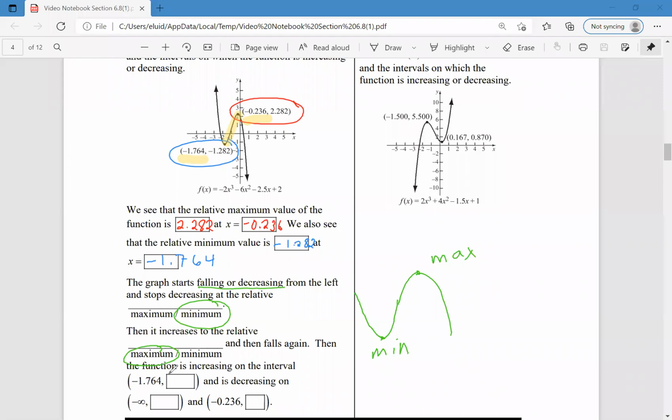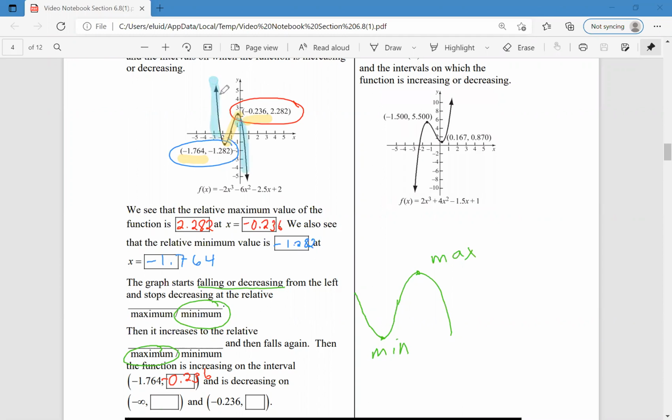Okay, so let's fill that in. The first one's already filled in. 236. Okay, and then it's decreasing on these two different intervals. The first one is this one here. Let me do a better job of highlighting that.